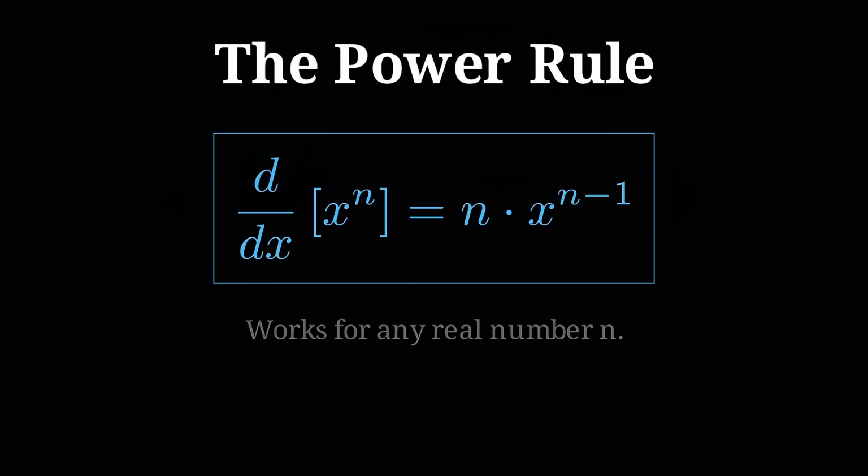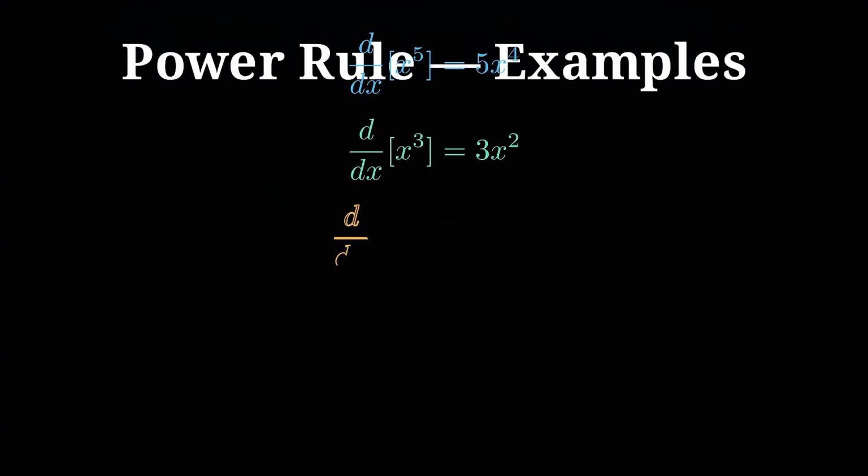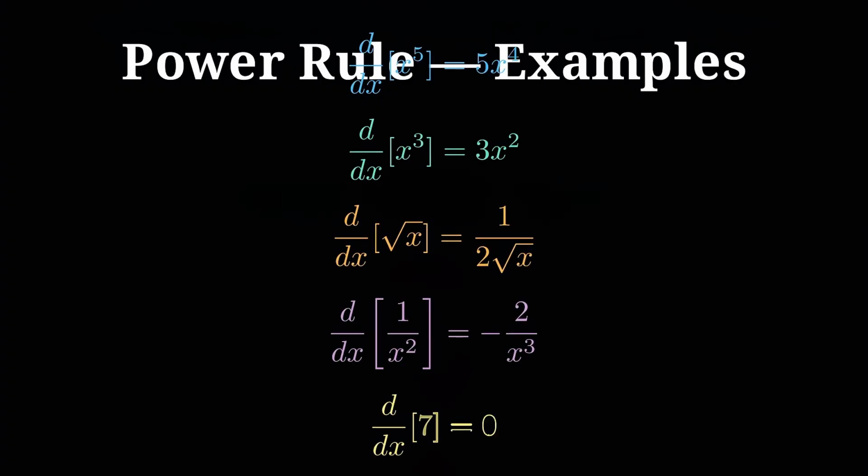Let us practice the power rule. The derivative of x to the 5th is 5x to the 4th. The derivative of x cubed is 3x squared. The derivative of the square root of x, which is x to the 1/2, is 1/2 times x to the negative 1/2, which equals 1 over 2 root x. The derivative of 1 over x squared is negative 2 over x cubed. And the derivative of any constant is 0. Every one of these comes directly from the power rule.